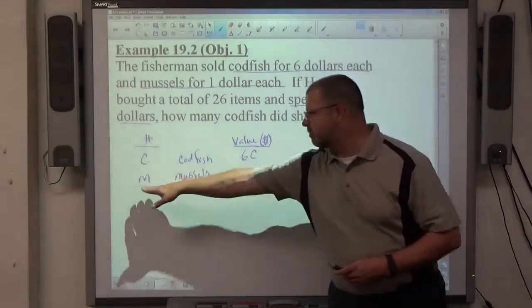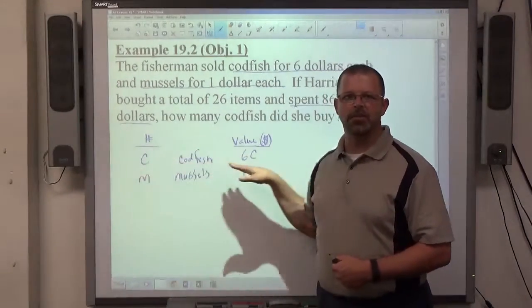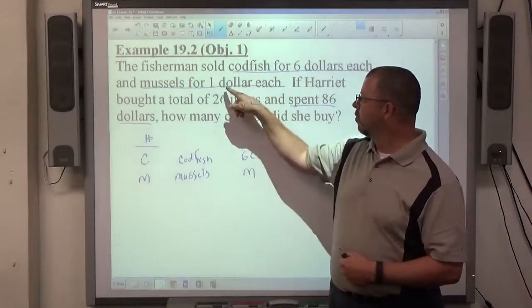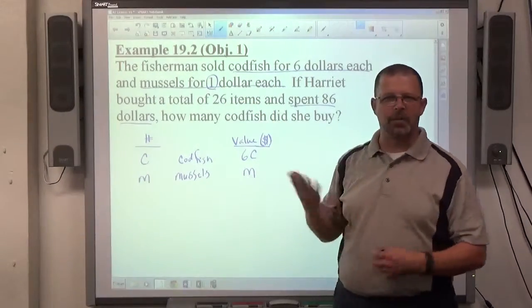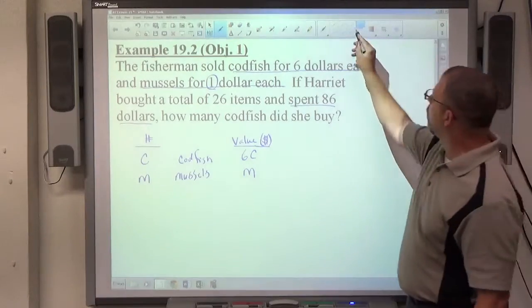So if she bought 6 mussels, she spent $6. 10 mussels, $10. 15 mussels, $15, right? So $1 each, 1 M. I wouldn't even put the 1 on there. I just put M.